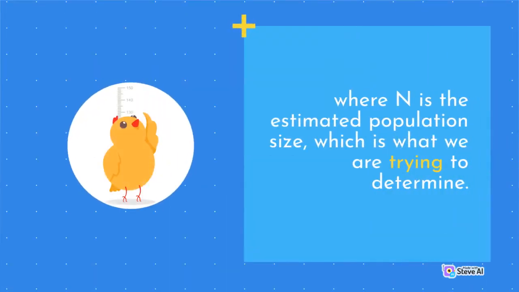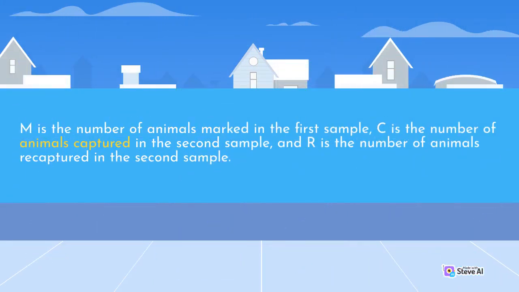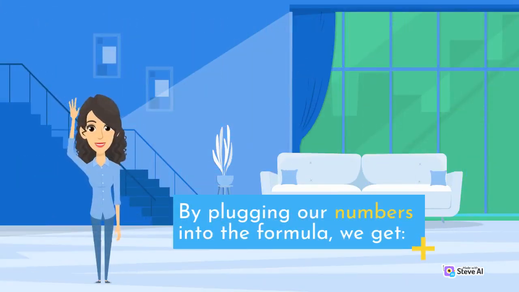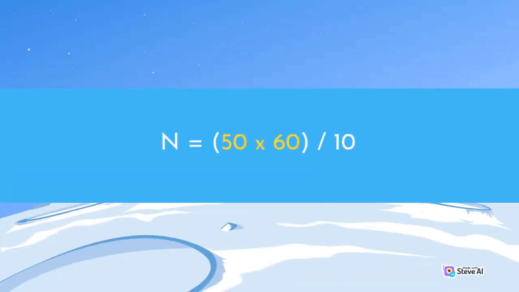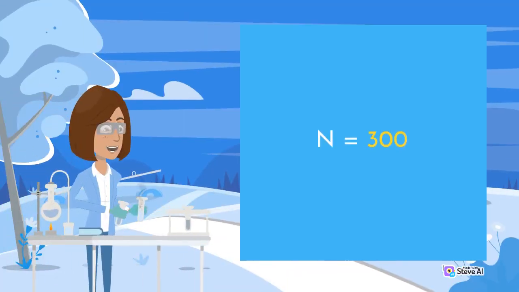where N is the estimated population size, which is what we are trying to determine. M is the number of animals marked in the first sample, C is the number of animals captured in the second sample, and R is the number of animals recaptured in the second sample. By plugging our numbers into the formula, we get N equals 50 times 60 over 10. N equals 300.